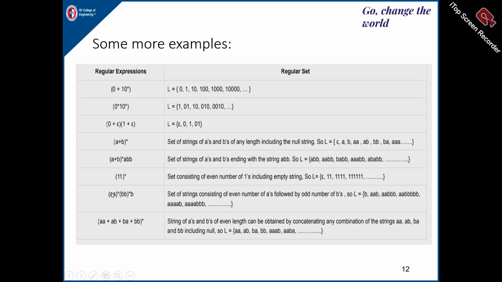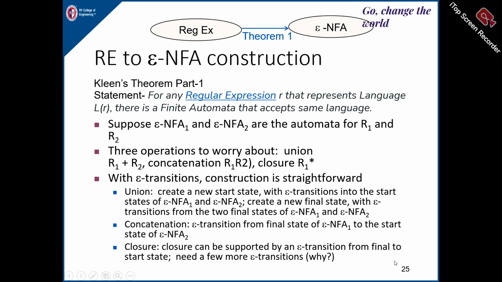Next is an even number of a's followed by an odd number of b's. Next is strings of a's and b's of even length, by concatenation of the strings aa, ab, ba and bb, which includes all strings of even length. So it contains epsilon also, and aa, ab, all strings of even length. These are some of the examples. Let us see what is called Kleene's theorem, part 1. You have two parts. The first part we'll see today.